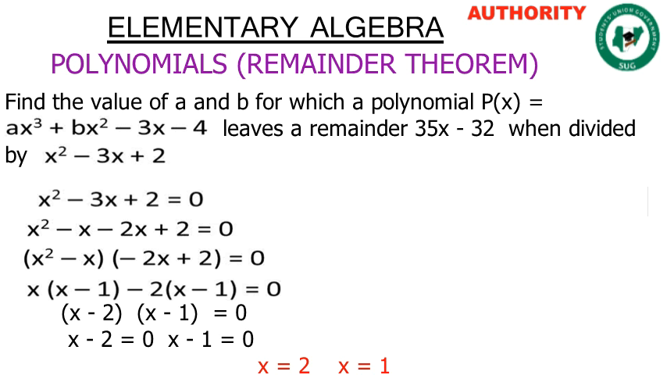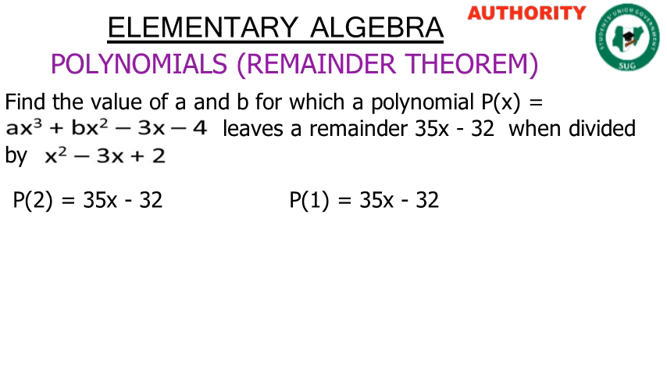1. Now we're going to use these values for our x. We're going to have p of 2 is equal to our remainder 35x minus 32, and then p of 1 is equal to our remainder 35x minus 32. We have p of x, and we have gotten values for x.